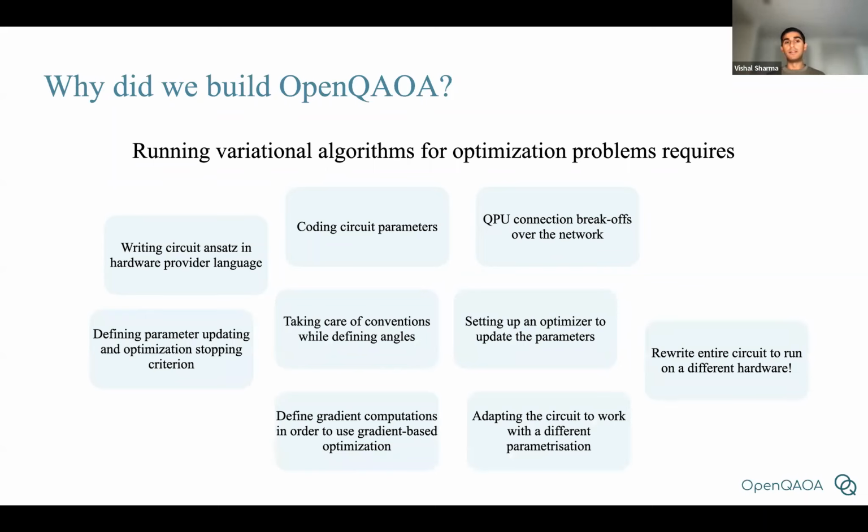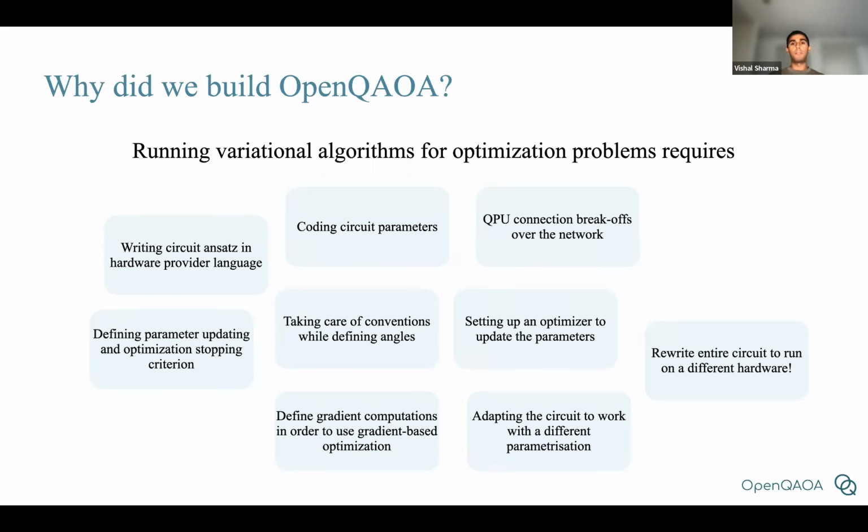You need to write the circuit ansatz in the hardware provider language. So this could be different if you're trying to communicate with the IBM devices. It's different if you're trying to run something on the Rigetti chip. It's different if you're trying to access the Rigetti chip using the AWS system, which has its own language called Braket. And in all fairness, these languages are really amazing, and the ease of use is really great, something these teams have really worked hard on.